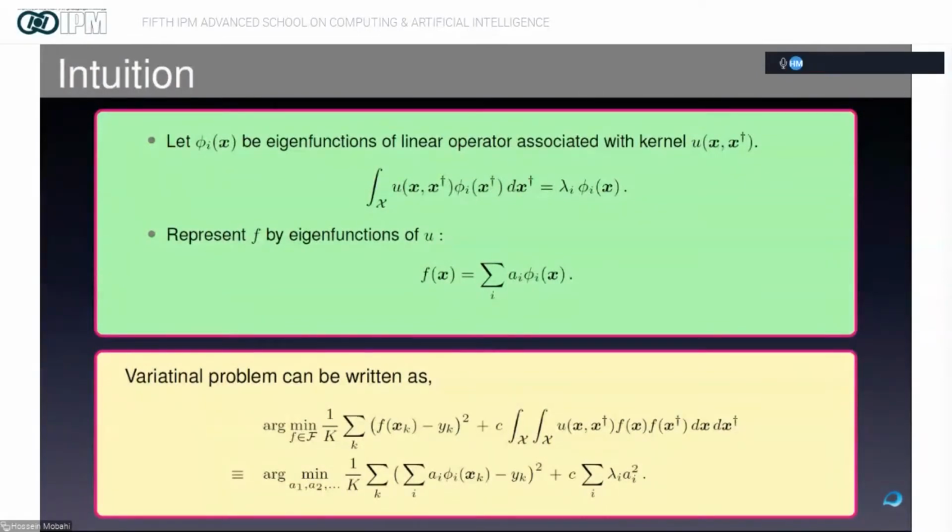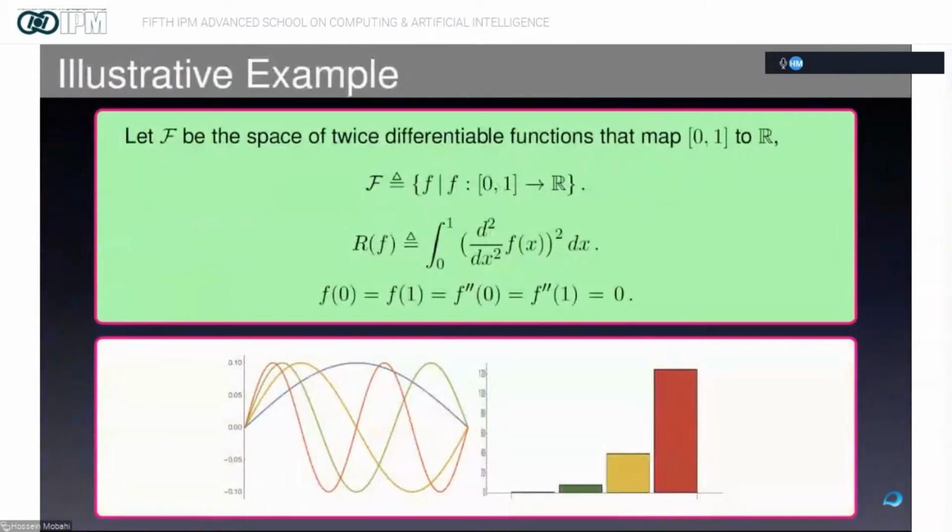Okay, so far we just reduced this variational problem to something that doesn't have any integral. We moved from integrals to sums by virtue of the eigenfunctions. All right. To gain some intuition about this, let's look at a toy example first. Suppose I'm looking at functions that are defined on the interval 0 to 1, so functions that map this interval to real numbers.